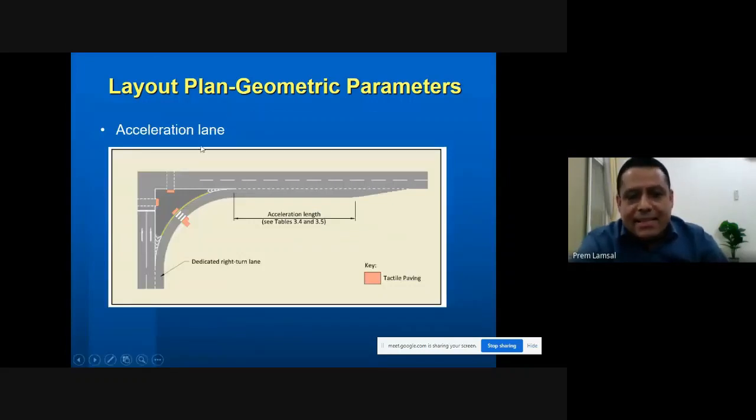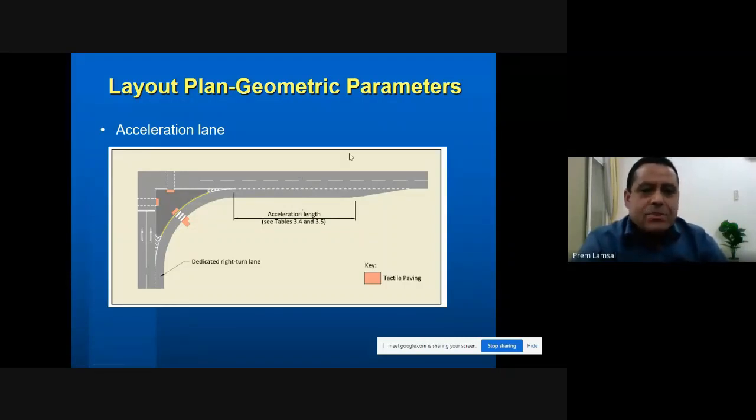This is again the acceleration lane. We all know that when you are merging into the main road, the vehicle has to accelerate, and to meet and gain that speed, we need to give some length for that. That is called acceleration length. Again, it all depends on the operational analysis and what we basically want.